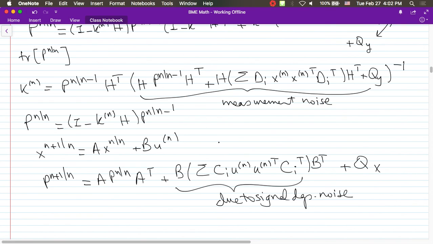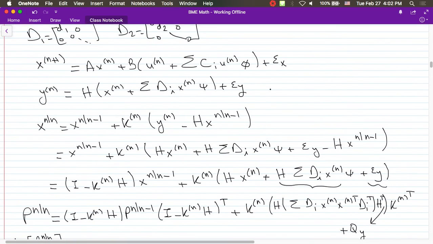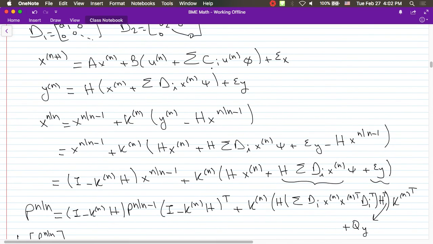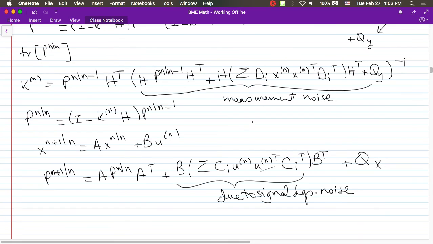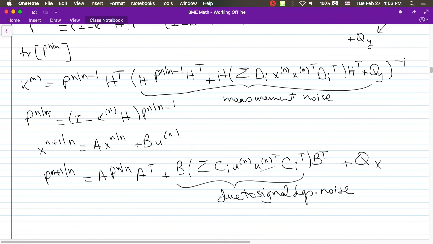So where did this term come from? Let's go back and make sure we have a sense of where this comes from. This term is coming because my dynamics of my system has this noise in it that has a variance, and that variance is this times this quantity transpose, which is what this is. So signal-dependent noise is just another noise that affects the dynamics of my system, and I can handle it by writing the variance of that equation, and it's going to influence my uncertainty.